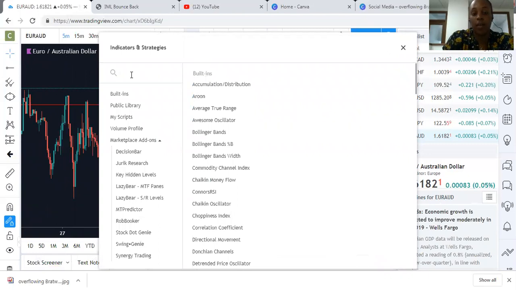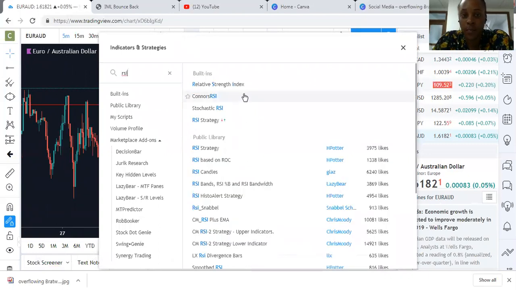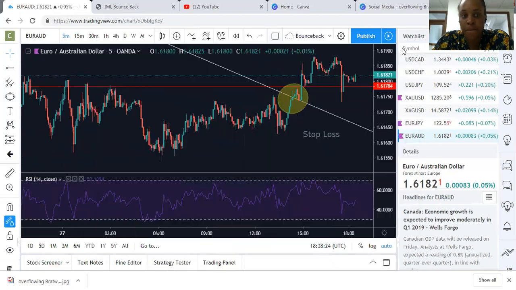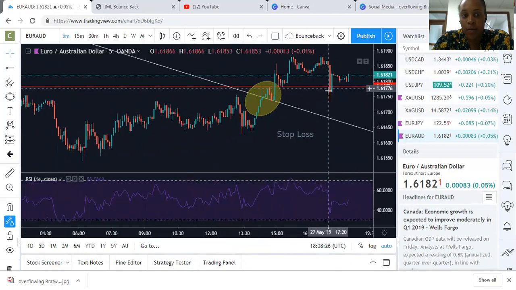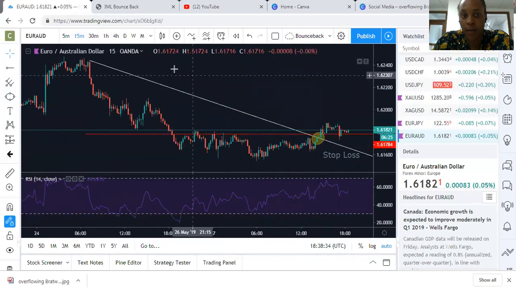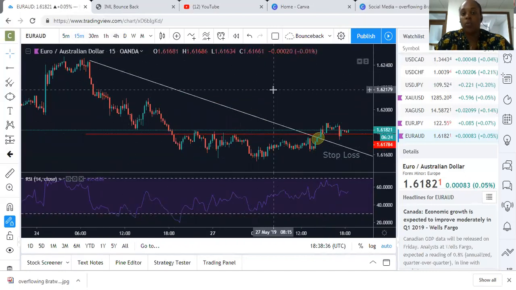So again, indicators and strategies are going to contain RSI, which is the relative strength index, right? And this is what you have here, using the standard one, so you have the standard RSI, right? Now, with the RSI, I would rather use it on the time frame that you drew the trend line on, rather than using it on the 5-minute time frame.